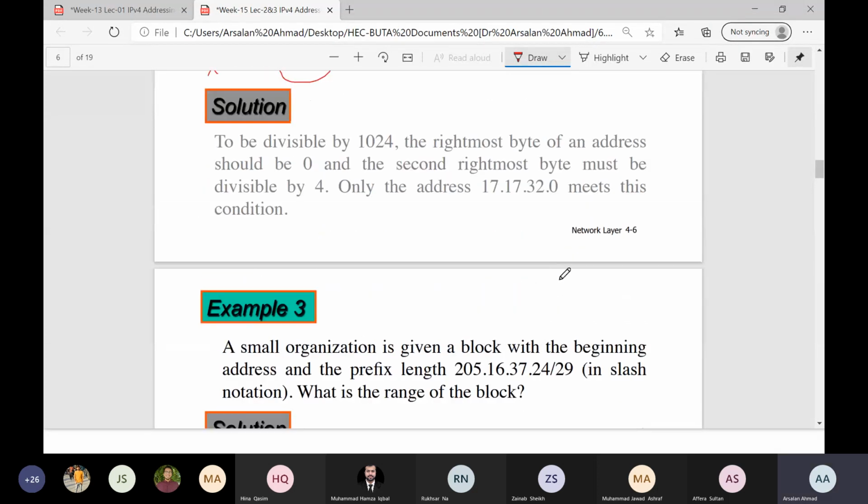Right, next example. Please solve this. A small organization is given a block with the beginning address and the prefix length this. Now you have to write the range. Please do it yourself. You must do it yourself.